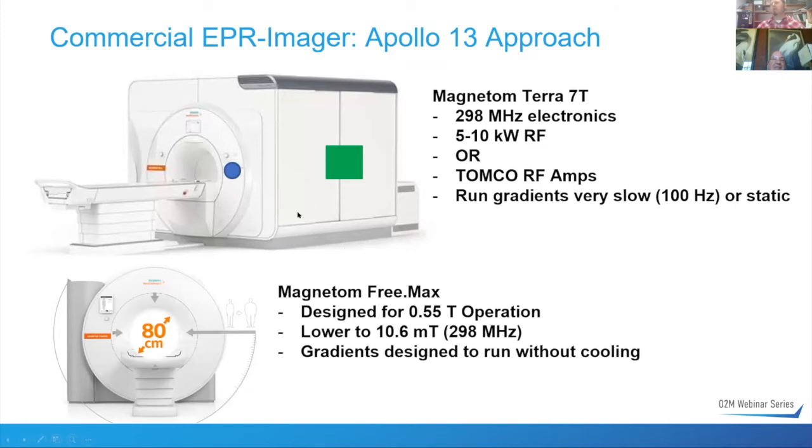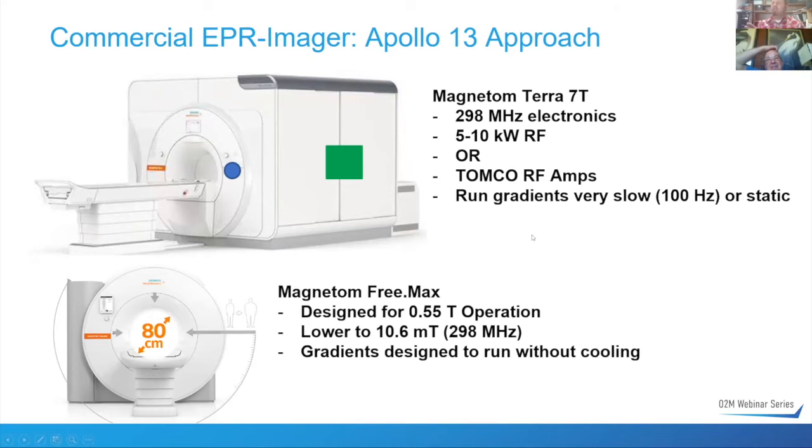But if you're looking at a commercial Siemens 7T MRI, which has all the electronics for 298 megahertz, which is one of the EPR imaging frequencies, you're going to have a little bit of resistance trying to drop a superconducting magnet to 10 millitesla or 15 millitesla. But as was pointed out by my former colleague at NIST, Carl Stupic, Siemens also has in their product line this MAGNETOM Free.Max, which is designed to operate down to 0.55 Tesla. And the gradients are designed to run without cooling.